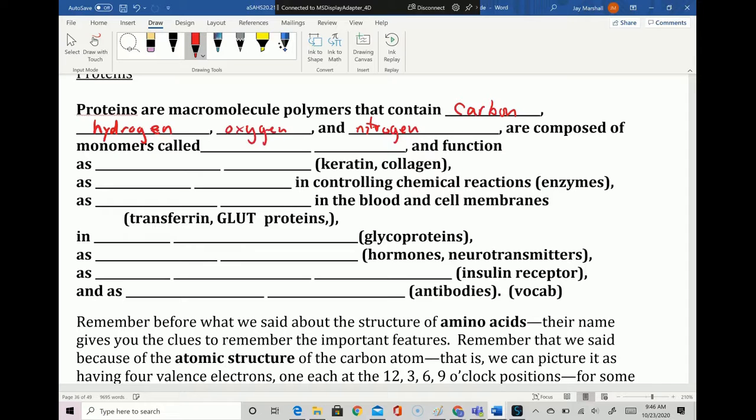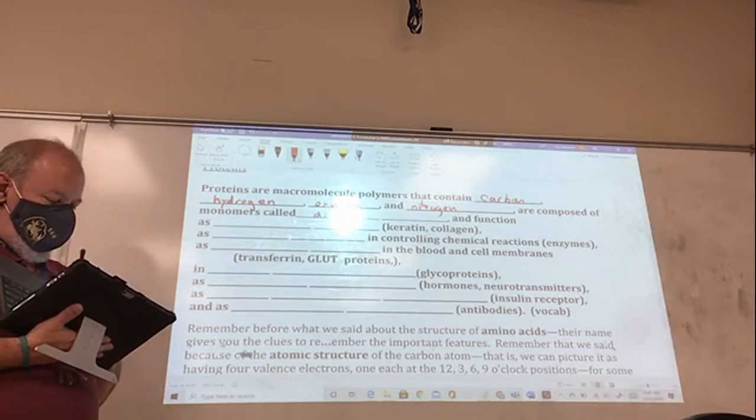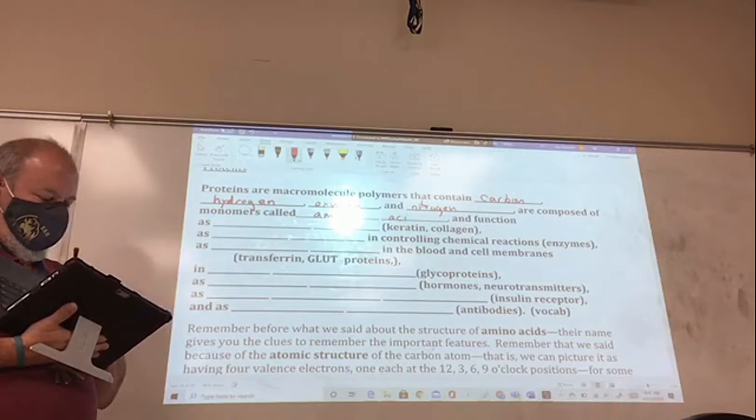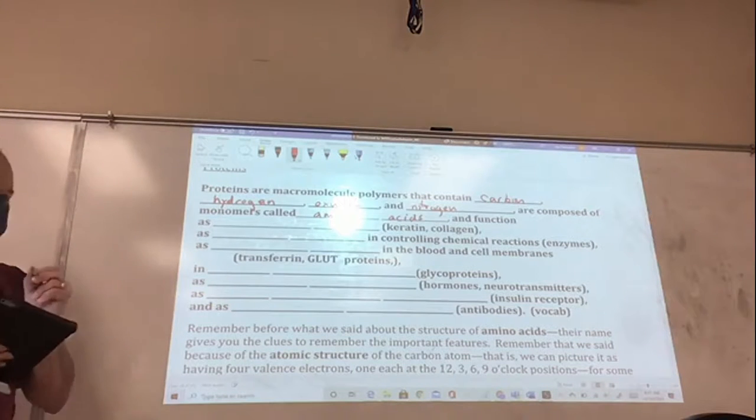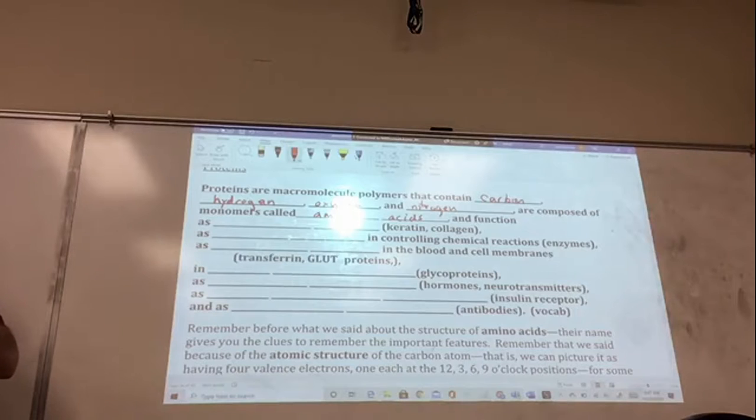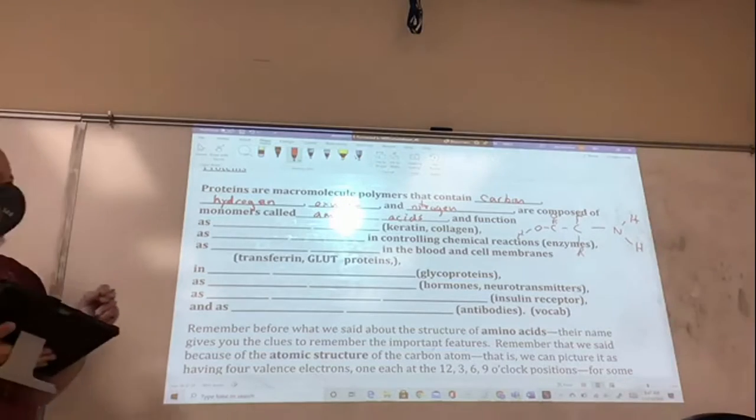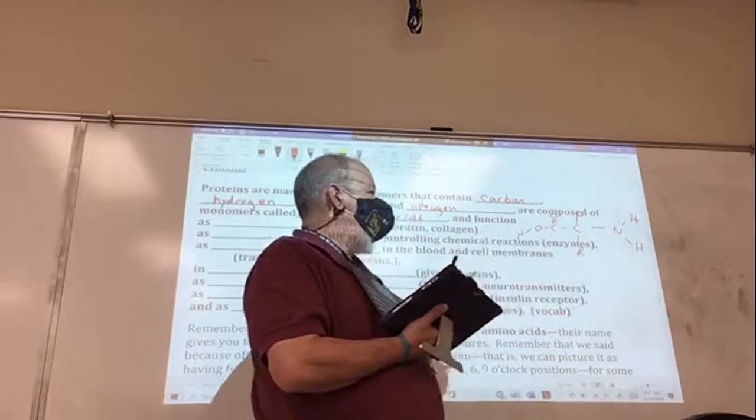Okay, so remember we have the amino acids that make these things. They're composed of monomers called amino acids. And remember, the amino group was NH2, right? I've got nitrogen with the two hydrogens, and then the acid part was the COOH group, right? And then I've got another carbon in the middle there, and I've always got a hydrogen above, and then whatever the specific thing is that makes it a particular amino acid below.